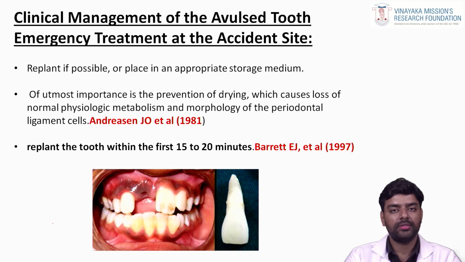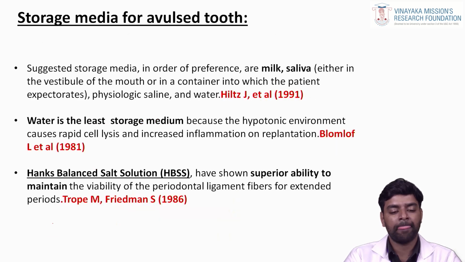Of utmost importance is prevention of drying, which causes loss of normal physiological metabolism and morphology of periodontal ligament cells. Replant the tooth immediately, within the first 15 to 20 minutes. Storage media for an avulsed tooth suggested are milk, saliva in the vestibule of the mouth, or a container in which the patient's physiological saline or water.